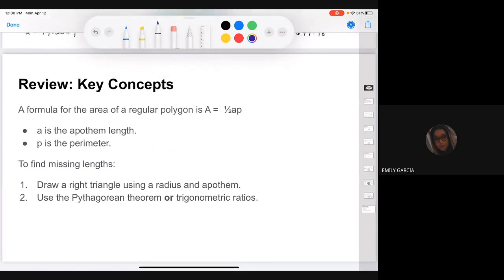Any questions? We'll go over some more example problems tomorrow, but anything right now?